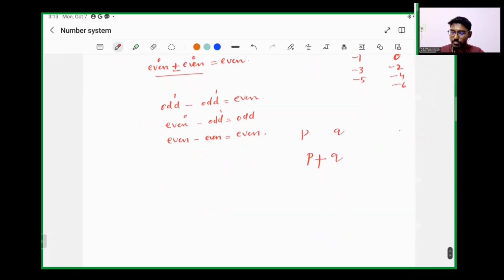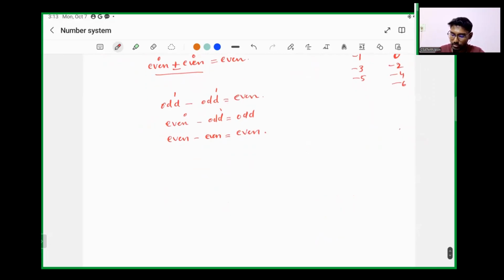Now let us see about multiplication. So what is odd into odd? Just do it in the same way that I have taught you. Odd into odd. Yes, just take 1. 1 is an odd number. 1 into 1 is 1, an odd number, so odd. What about odd into even?